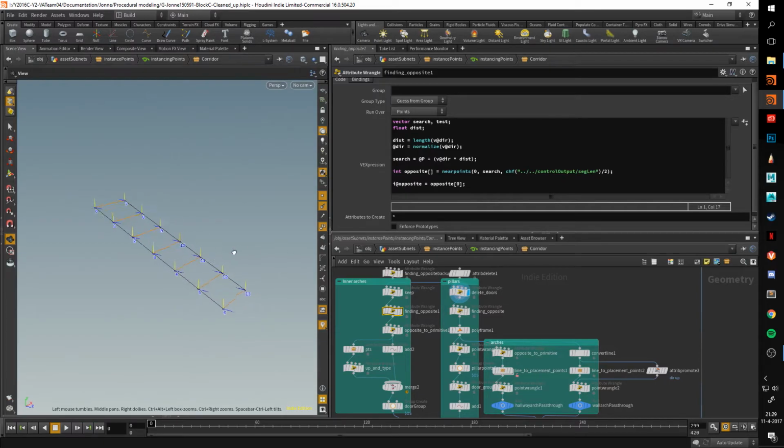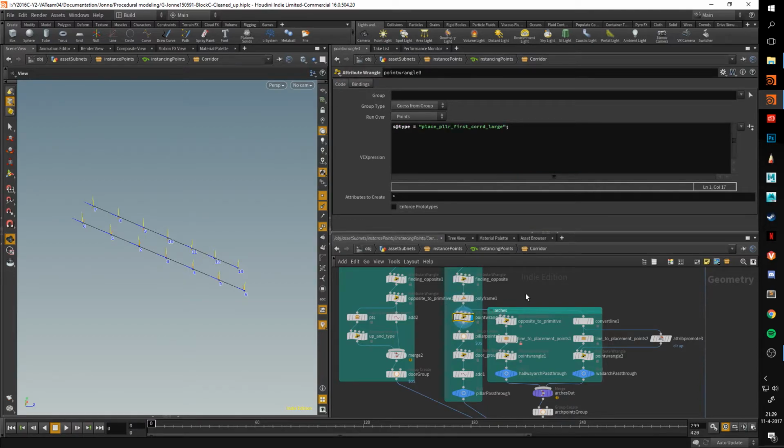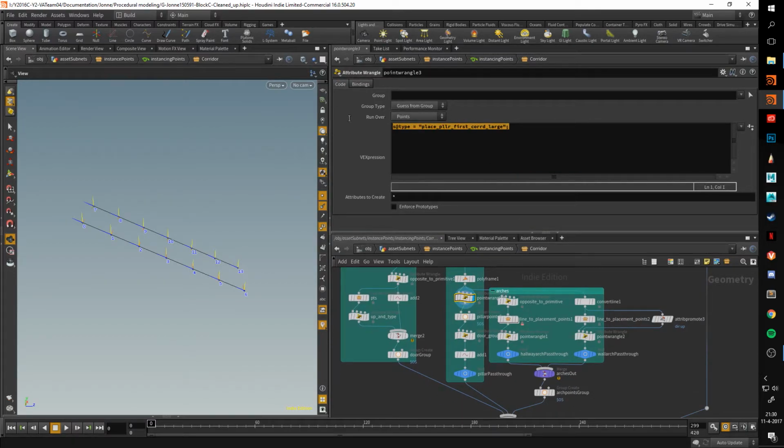So first of all, I delete the doors. Sorry. And again, do that find opposite thing. And then I reset the normals to follow the curve instead of pointing out. And here I just add an attribute. So I do this in a lot of places. I think I do it here as well.